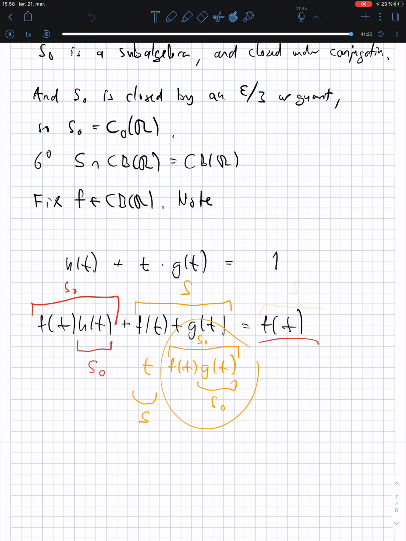Right? So f of t cannot lie in S naught because I haven't assumed that it vanishes at infinity, but that's okay. I now know that it's in S because it's a sum of something from S naught and something from S, and hence it is a function that gives me strong continuity as I need in the proof of the Kaplansky theorem.